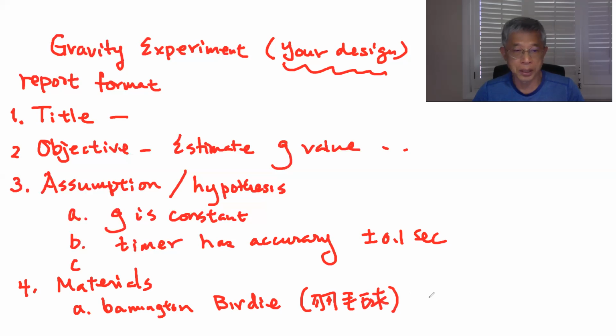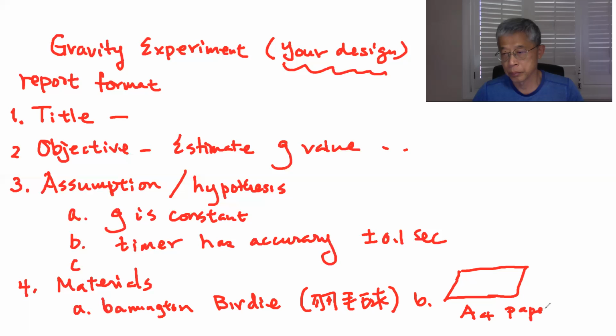drag, but not too much. And B, I would say like a paper, like an 8x11 paper, the A4 paper, right? So as I say, it's your design, okay? And C, I would say like a coin. So this one has almost no drag, right? Okay. All right, so that's the material. I'm gonna clear that.